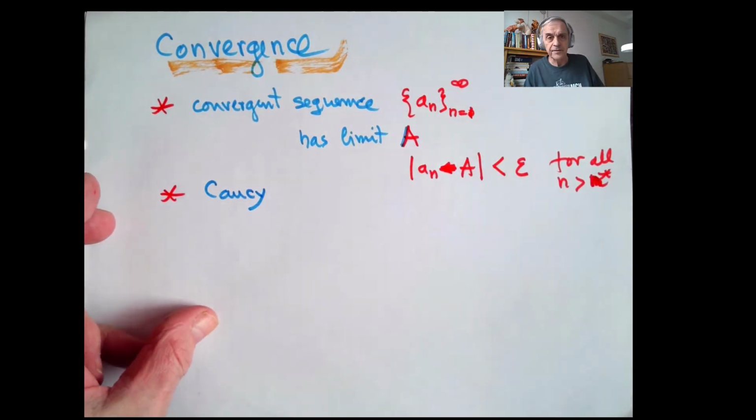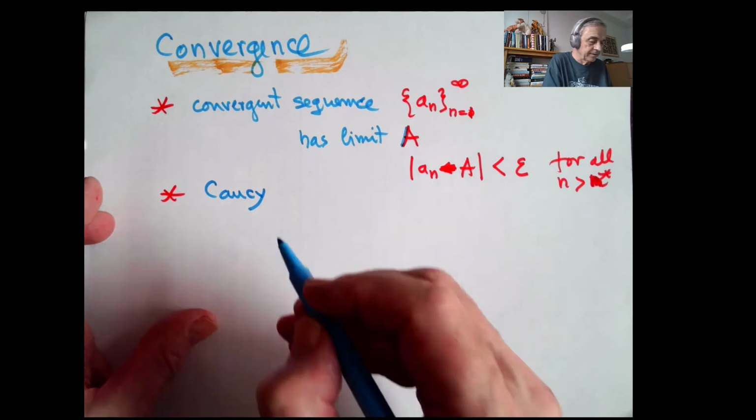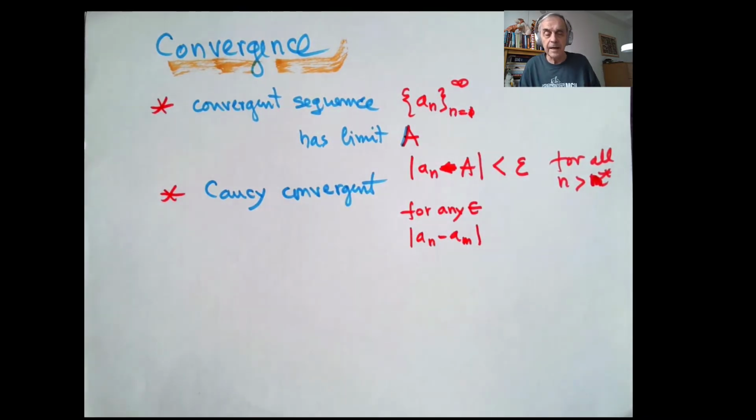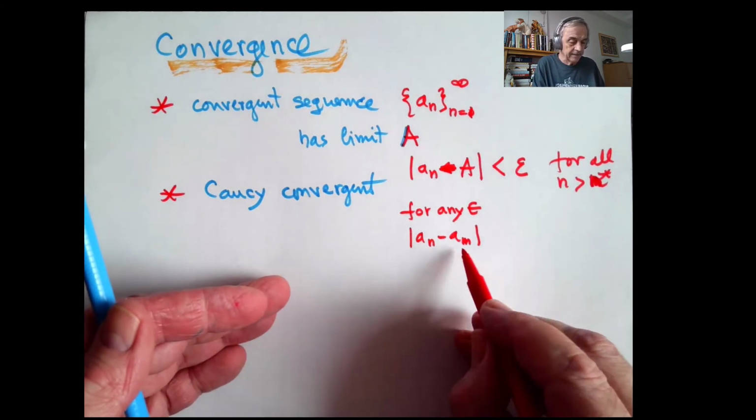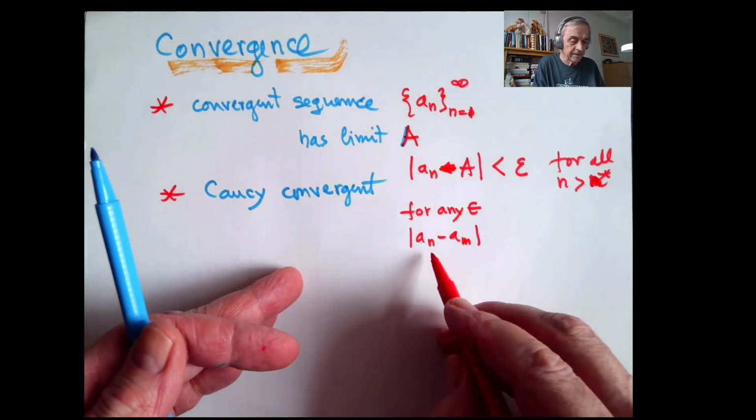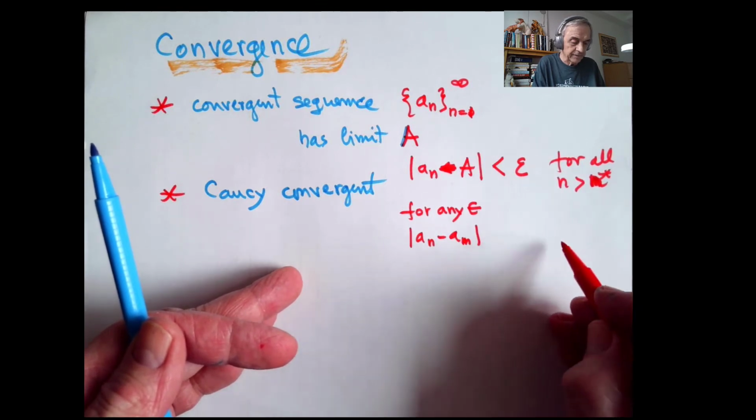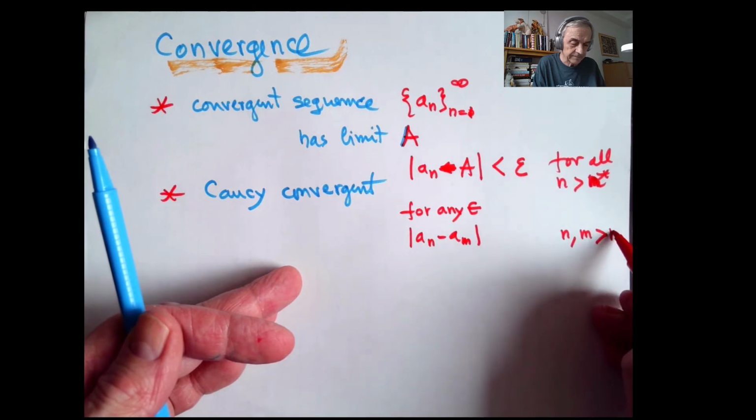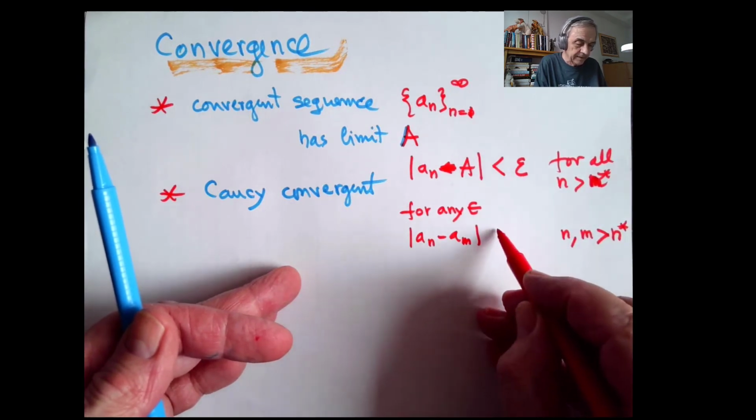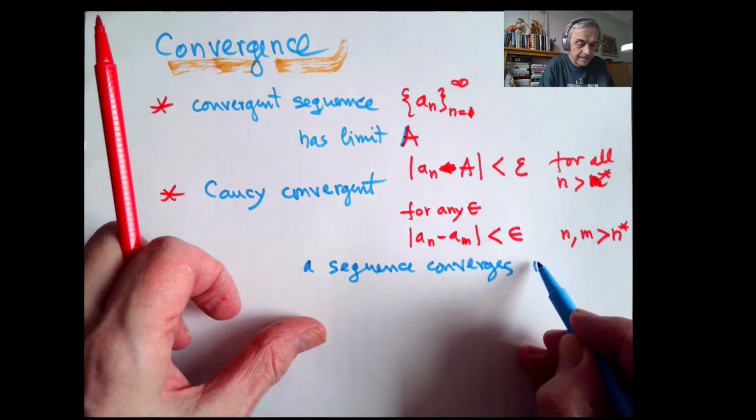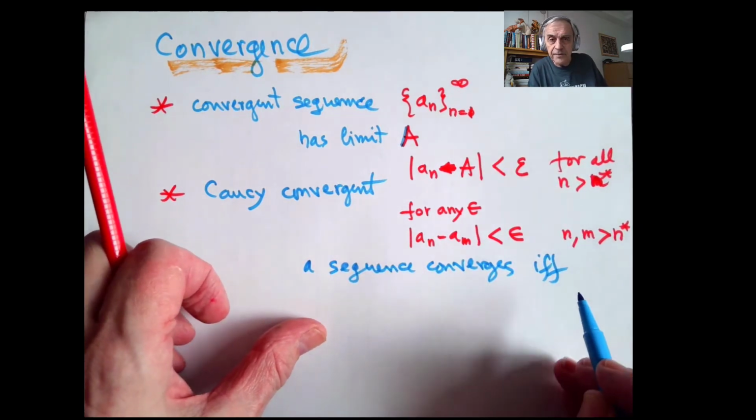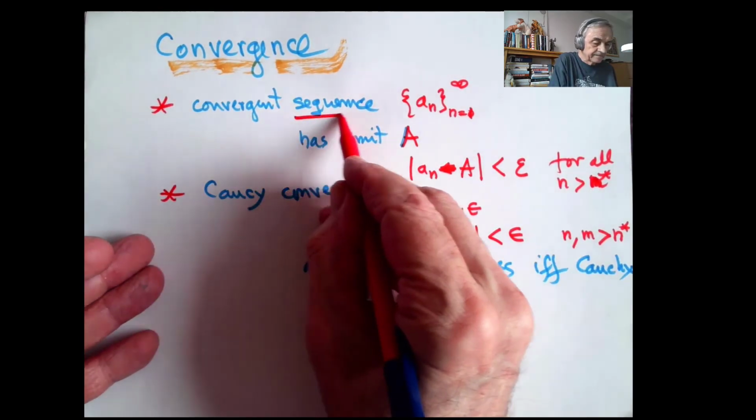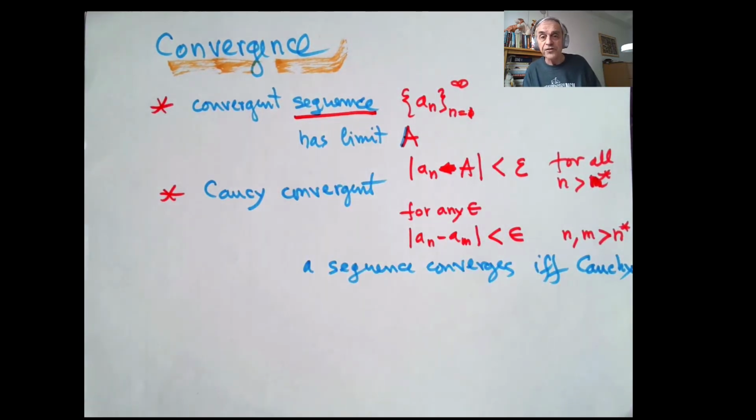A sequence is said to be Cauchy convergent if for any given epsilon, the difference of any two terms a_n and a_m, where n and m are both larger than some n star, is smaller than epsilon. A sequence converges if and only if it's Cauchy. These are the notions for sequences.